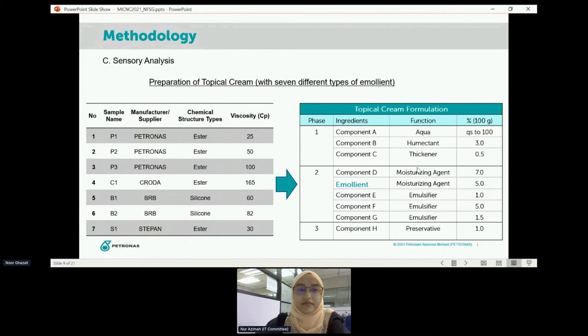Next is the sensory analysis. For this sensory analysis, we prepare a topical cream based on a standard formulation with 7 different types of emollient. These are the neat samples that we have, and we incorporate them into this standard formulation to produce a topical cream. We have 3 phases for this formulation: phase 1, phase 2, and phase 3, where we introduce our emollient in phase 2 as a moisturizing agent for 5-8% of the product.